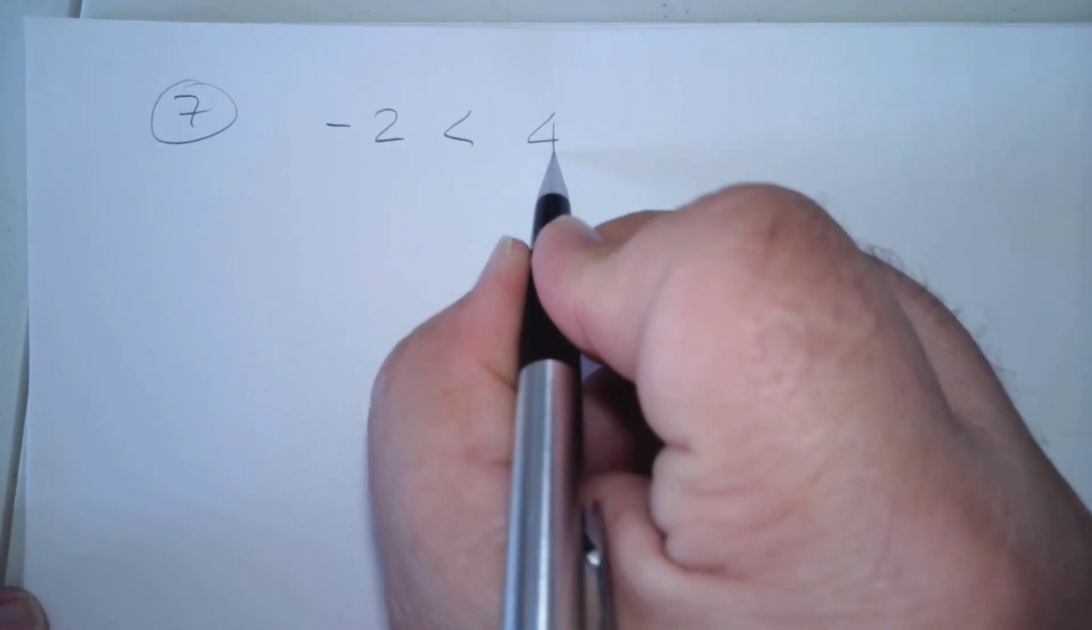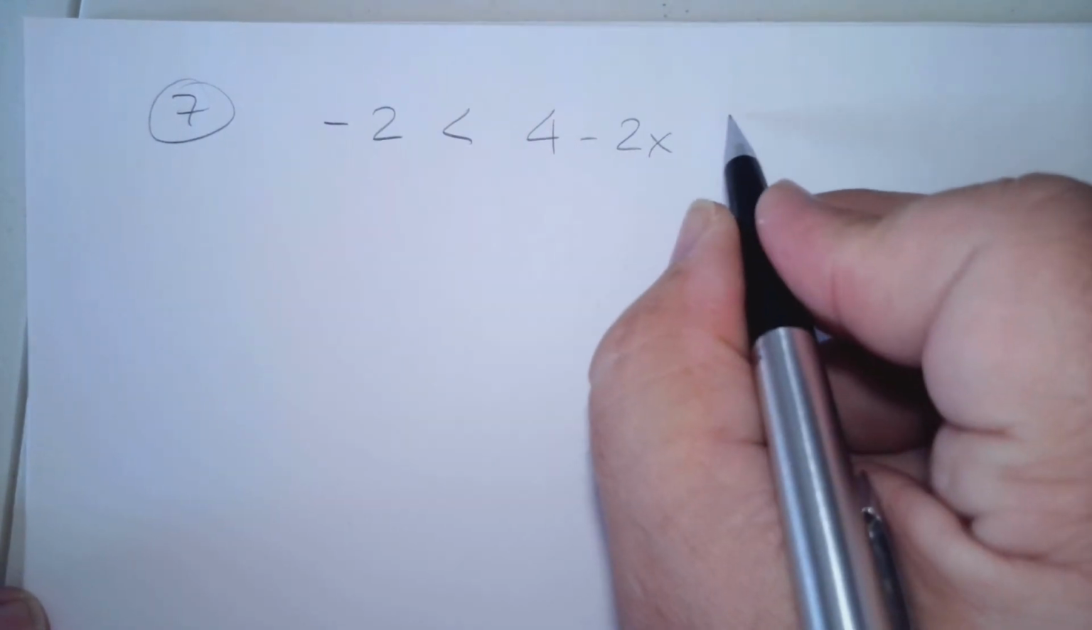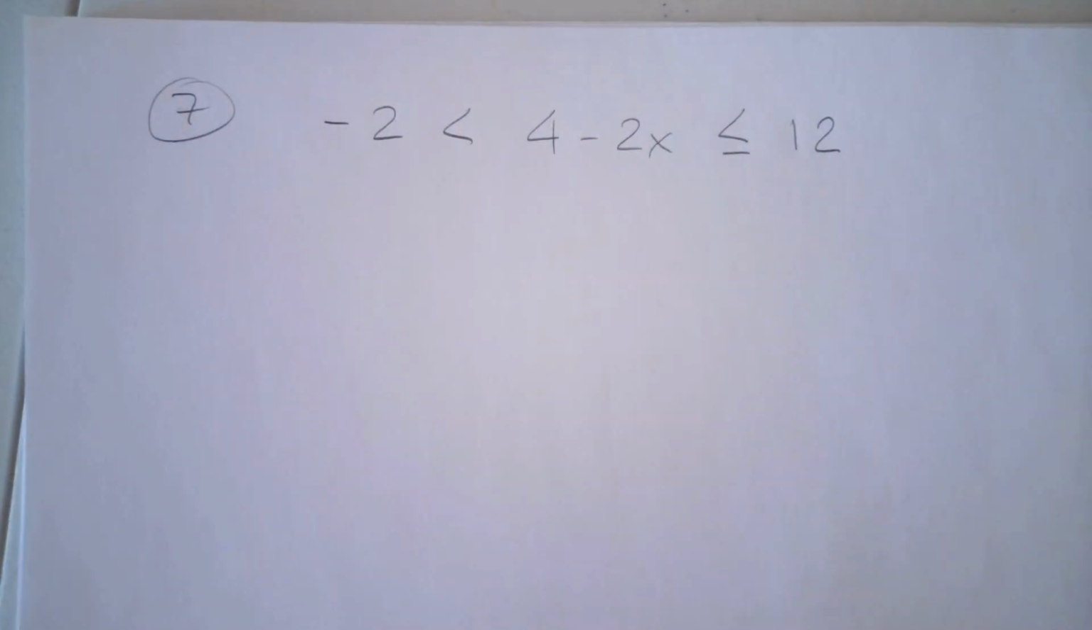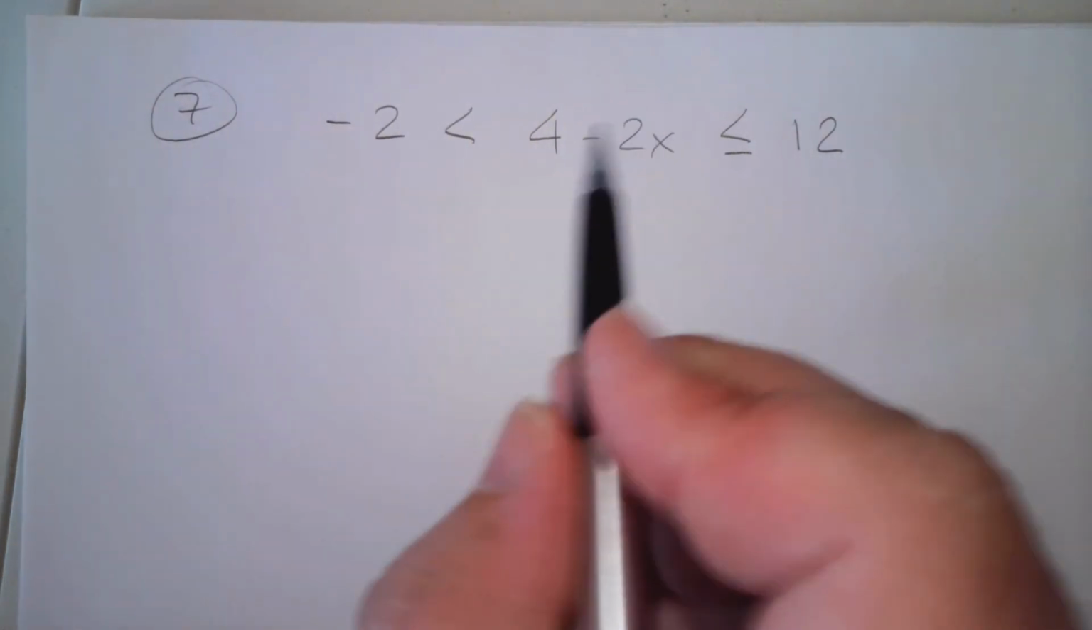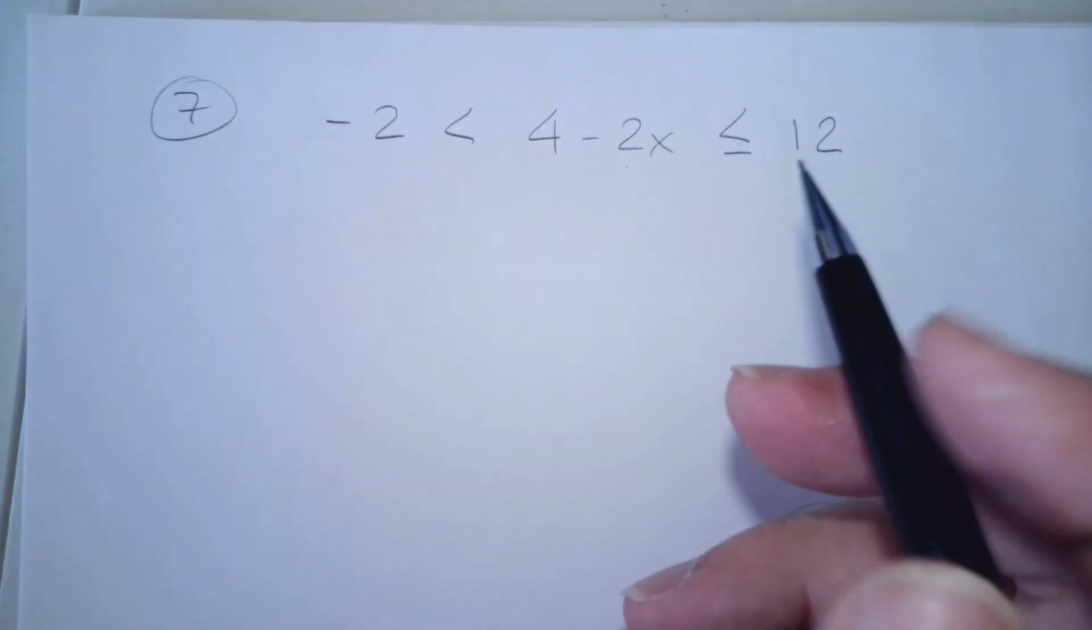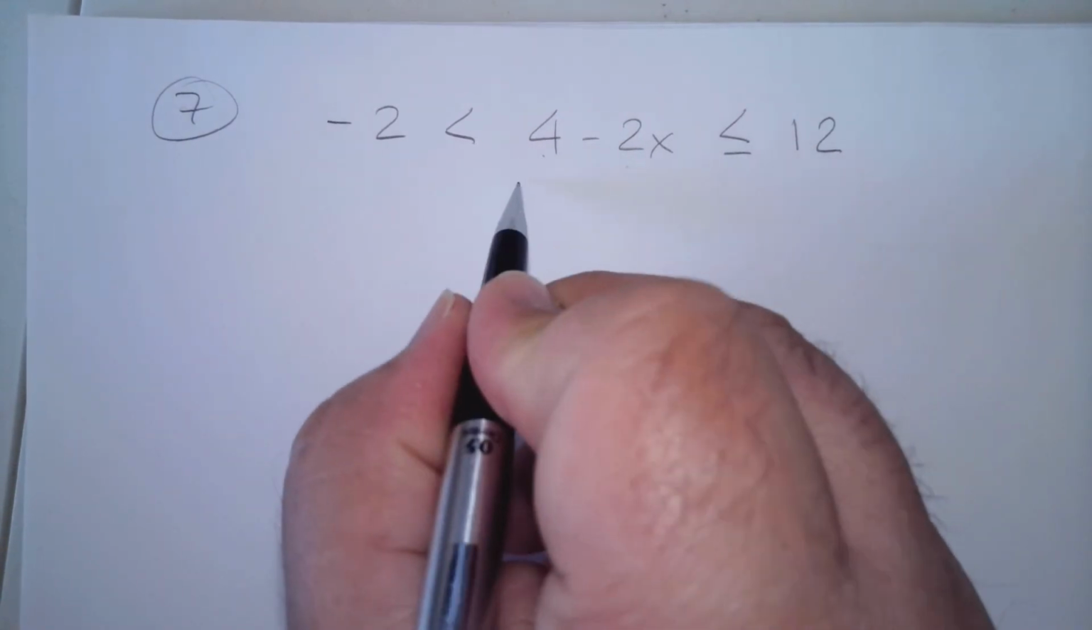All right, number 7. Negative 2 is less than 4 minus 2x, less than or equal to 12. Again, we're only interested inside where the x is, so whatever we do here, we'll do to the other two sides. Get rid of the 4 first.